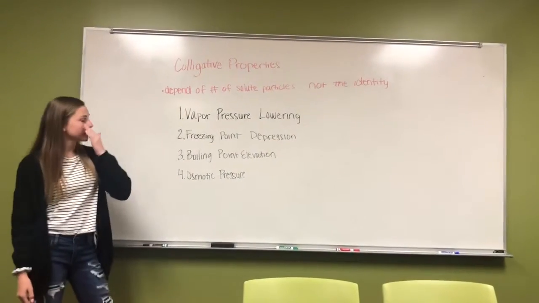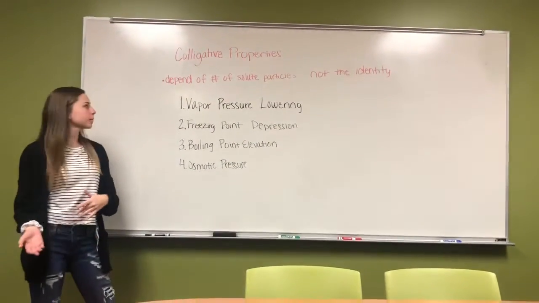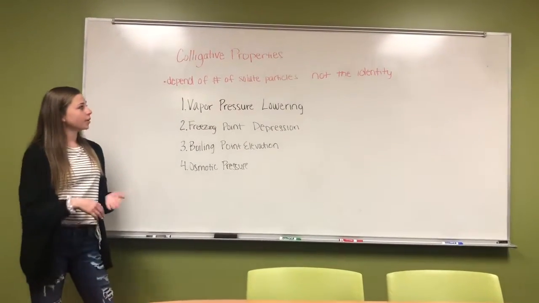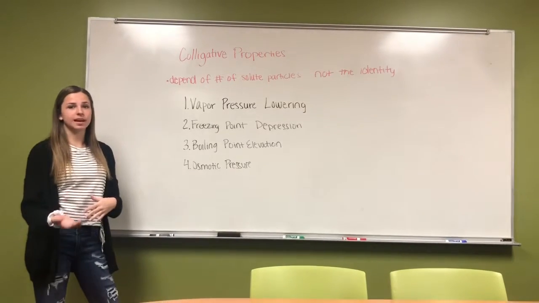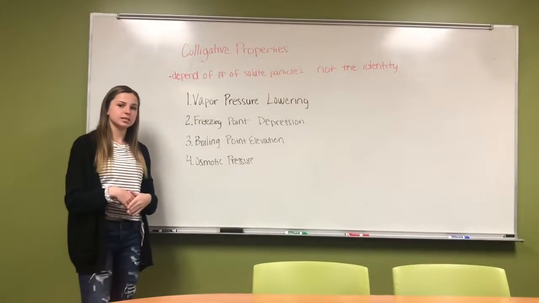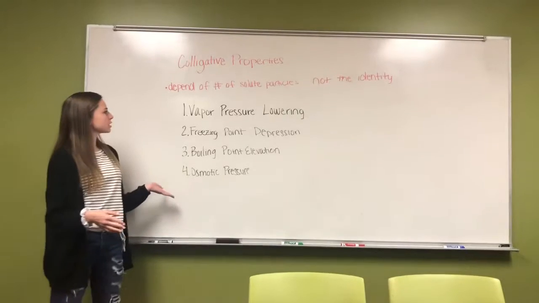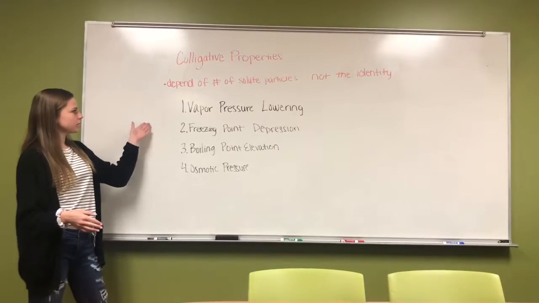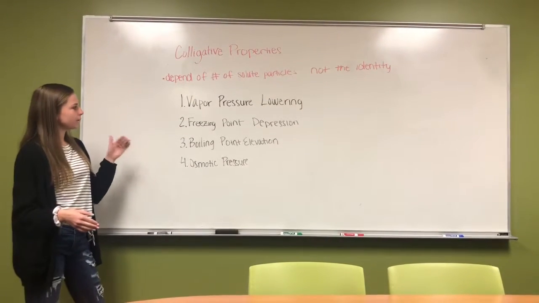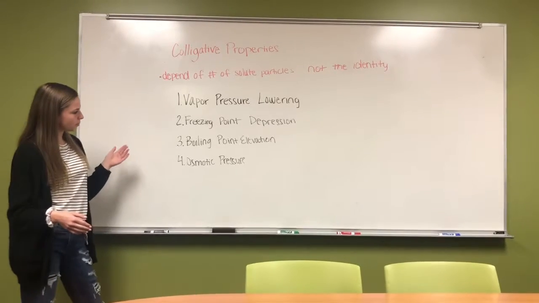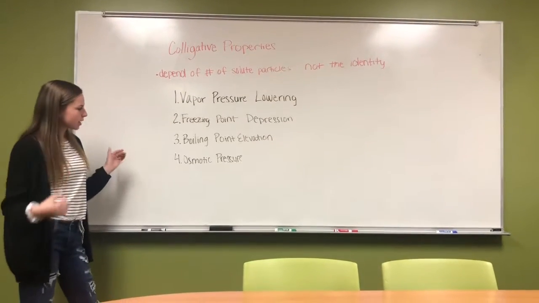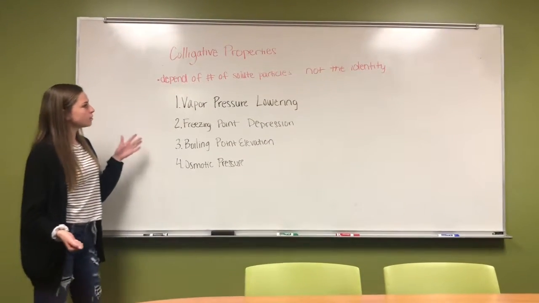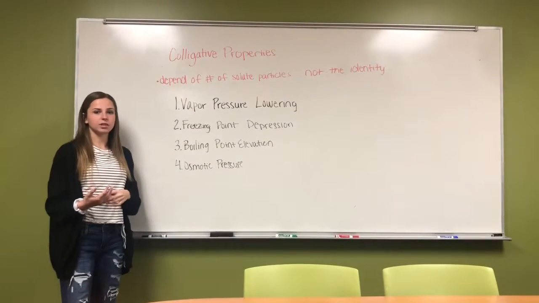Okay, these are colligative properties, and colligative properties depend only on the number of solute particles, not the identity, so the specific element does not matter in any of these things. So the first one is vapor pressure lowering, then freezing point depression, boiling point elevation, and osmotic pressure. And all of these things are based on the molality equation.